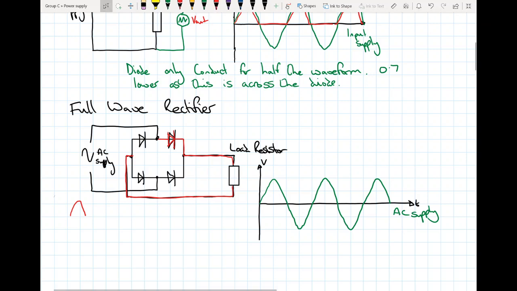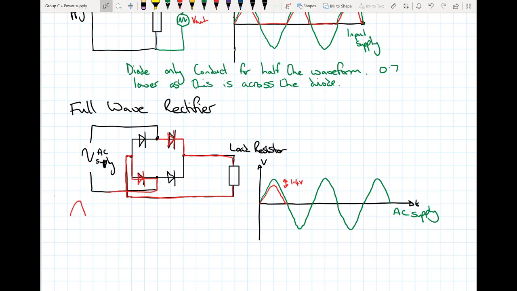Now our current won't go through this diode because current flows from a greater potential to a lesser potential. Now it's already gone through one diode here, so it's going to be lesser potential, so therefore the current then flows back down through this diode and back round. So we get an output waveform like so, the difference being, as it's gone through two diodes, it's 1.4 volts lower.